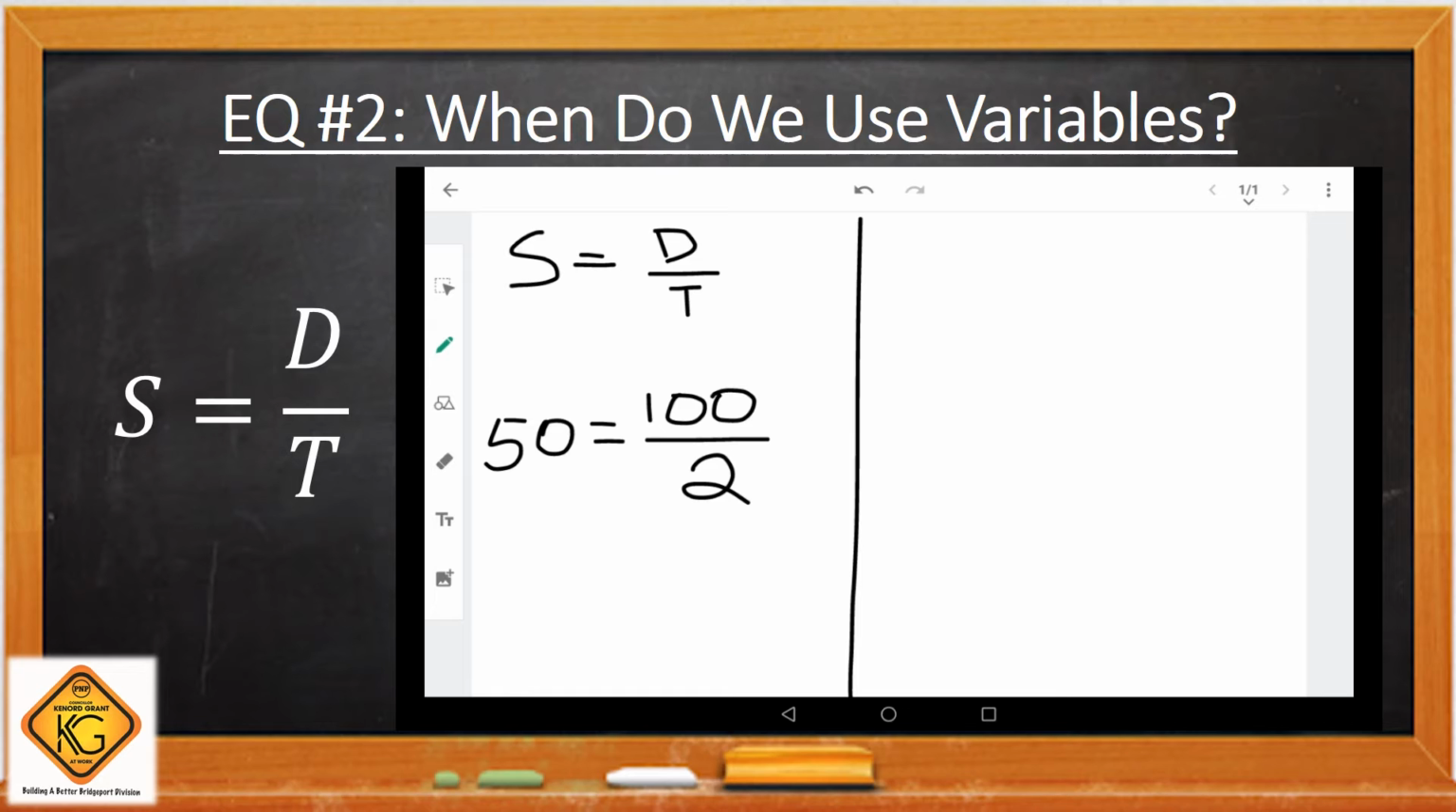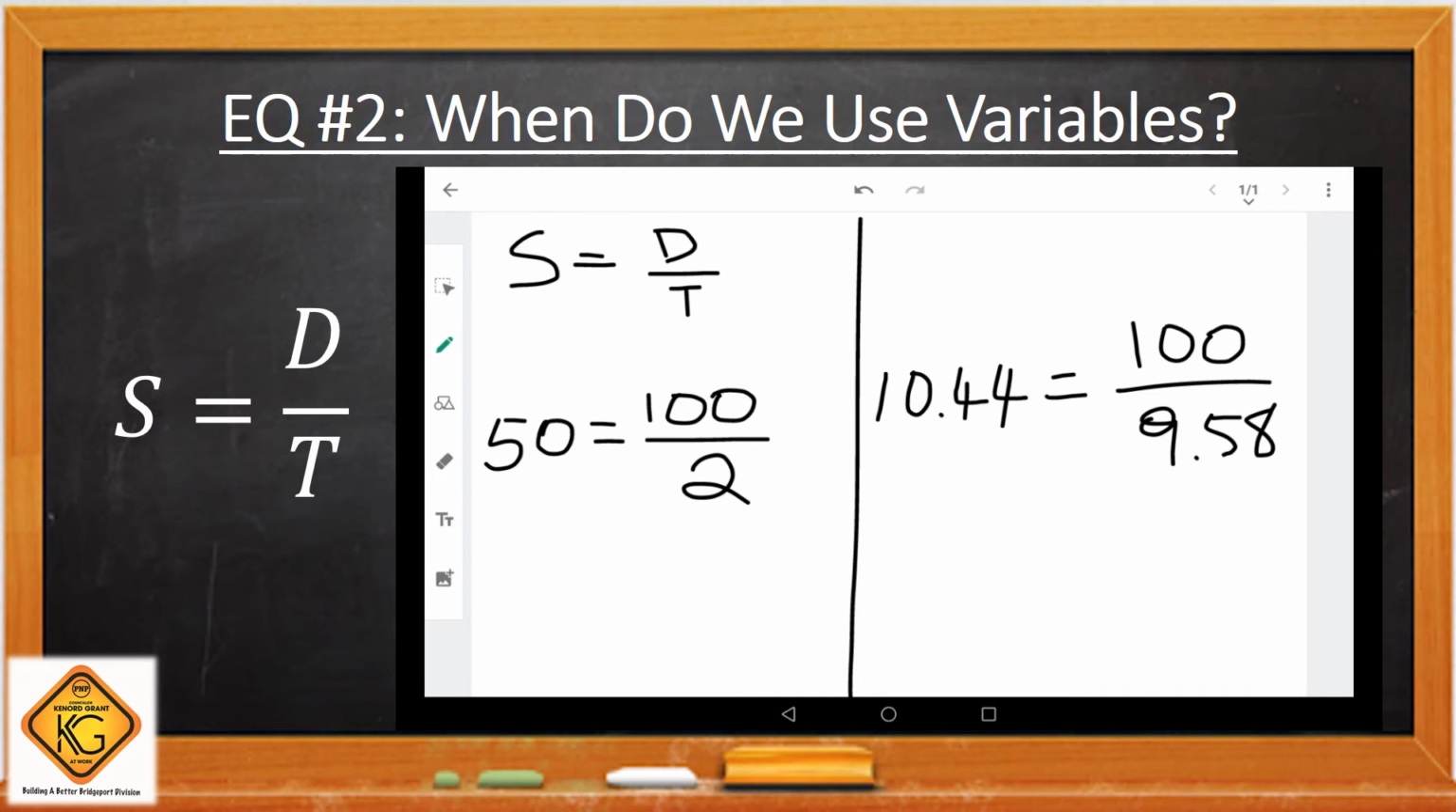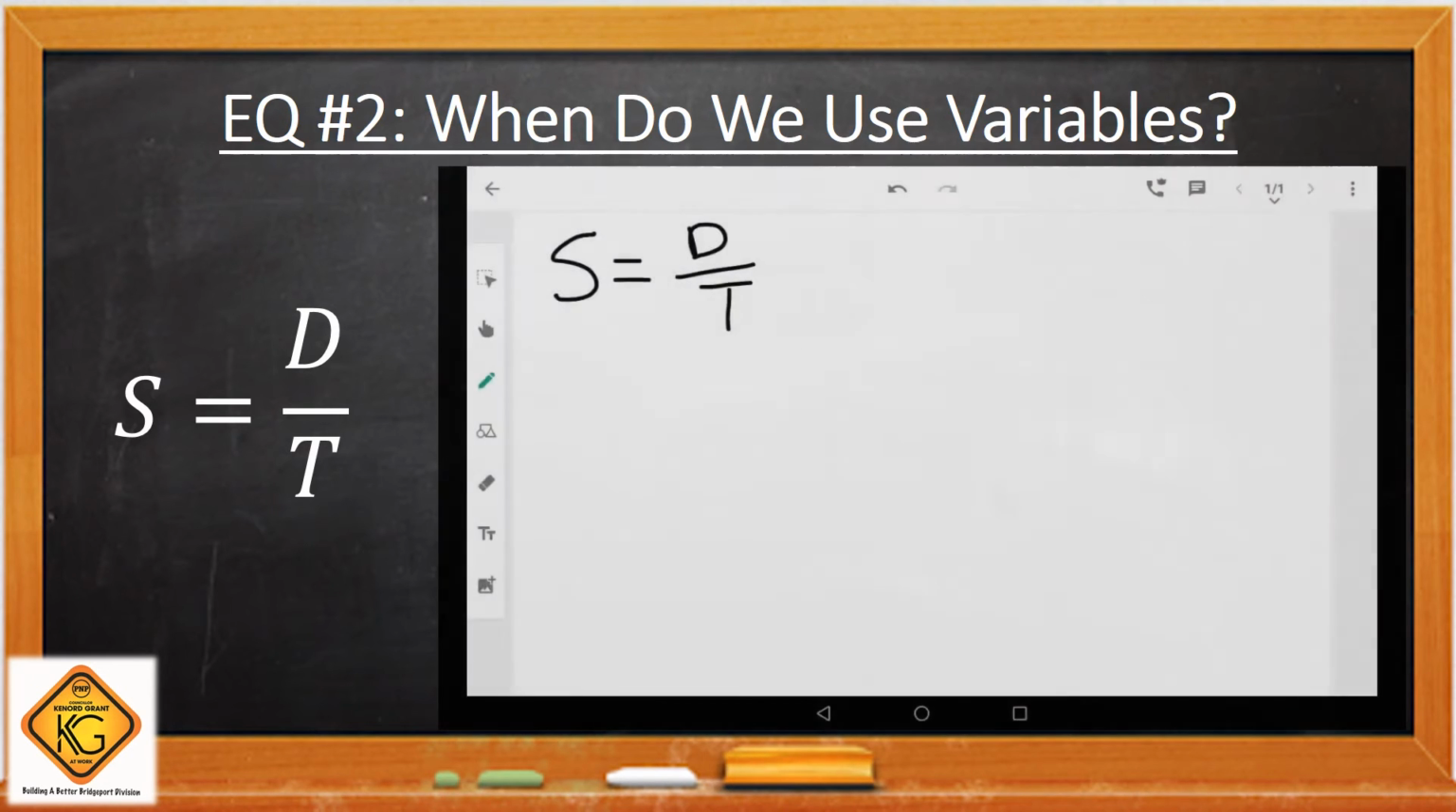But what if it was tracking Usain Bolt's speed in his record-breaking race? Then D would be 100 meters, T would be 9.58 seconds, and that would make his speed 10.44 meters per second. That's pretty fast. But in other examples, two different variables can even have the same value.